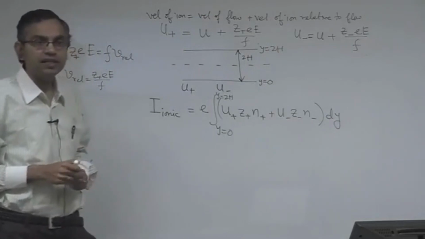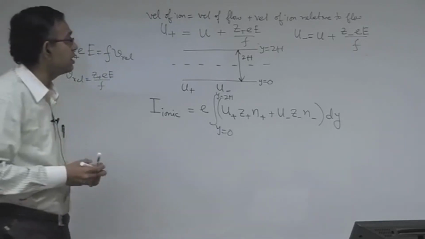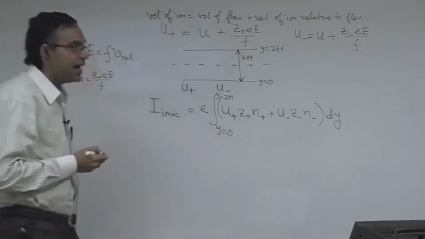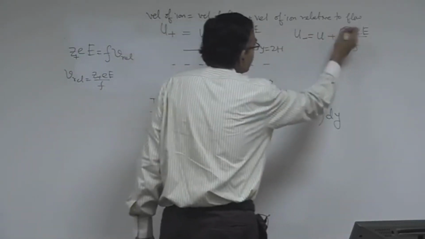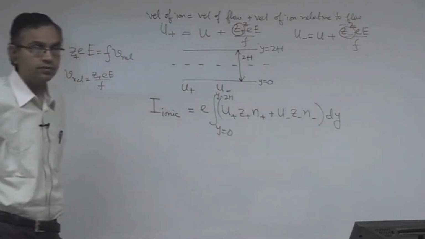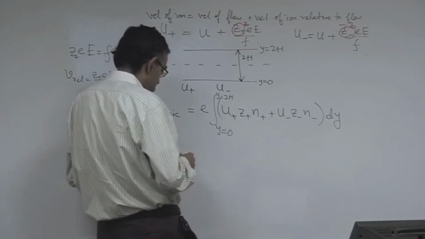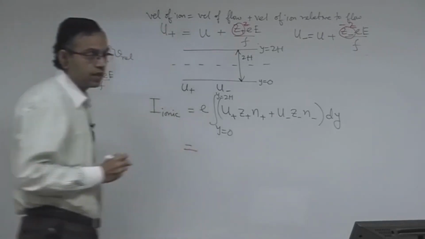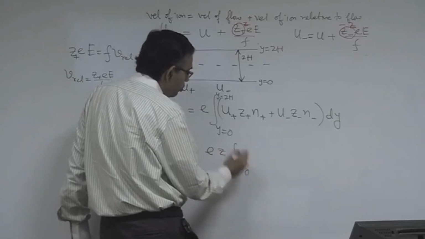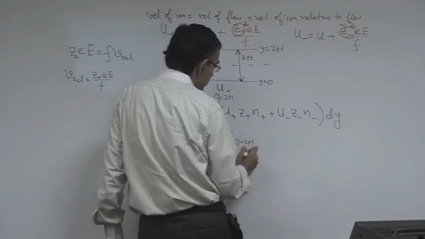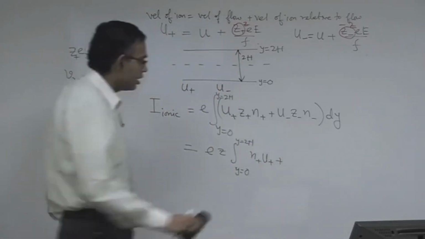Let us assume a Z to Z symmetric electrolyte, as we considered for the example of electroosmosis. Similarly, let us consider that. Then if Z plus is Z, what is Z minus? Minus Z. So you can write this as eZ integral from y equal to 0 to y equal to 2h of n plus u plus minus n minus u minus.